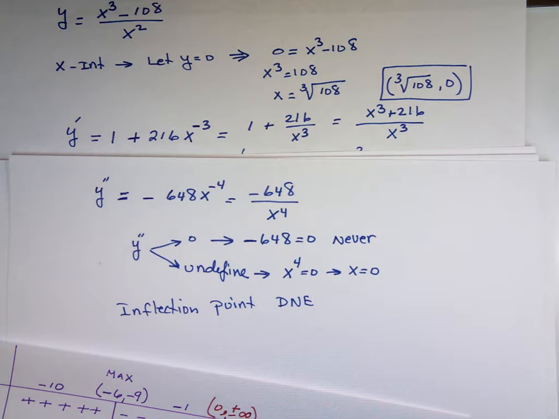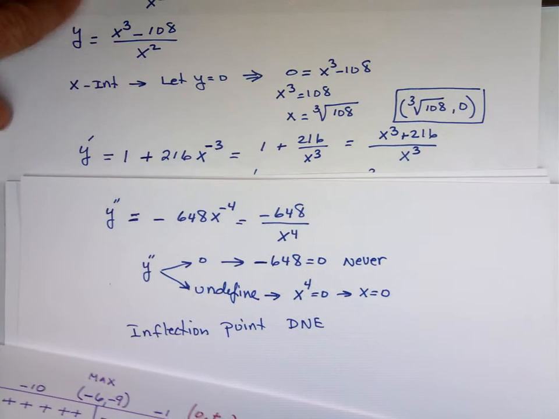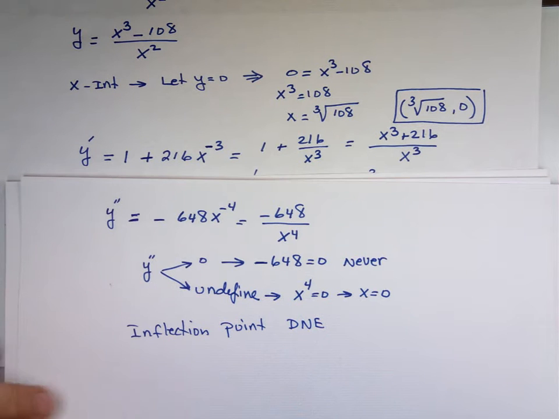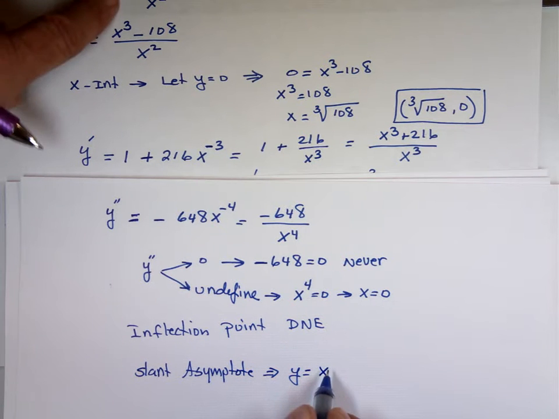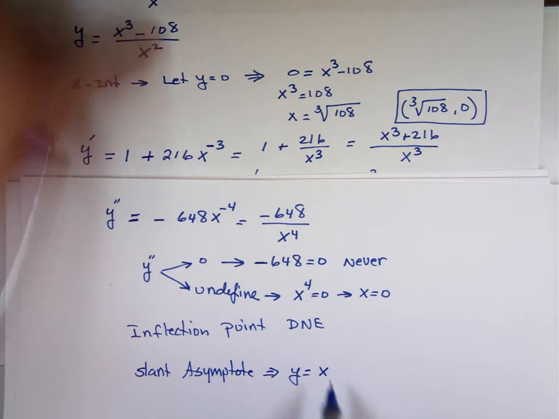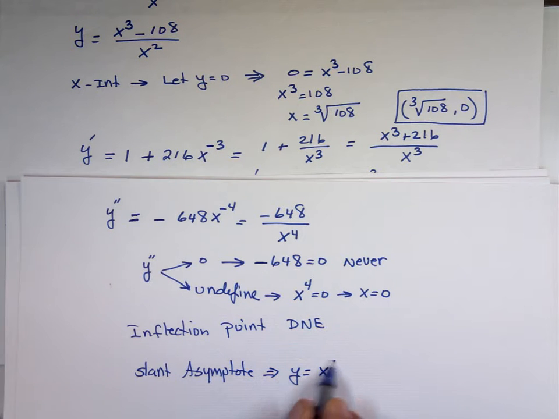And we said the slant asymptote, that was the last question. When you look at this, when you divide them, it's really this plus that's the remainder. So the slant asymptote here, it's always y equals to the quotient. The quotient is x. And that's plus the remainder, which is negative 108 over x squared. So that's your slant asymptote.